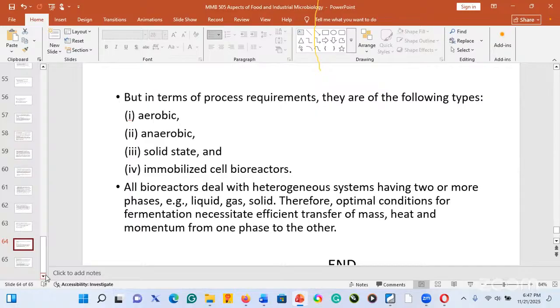When I'm talking about bioreactors, it's all a heterogeneous system. You have two or more phases, which can be liquid, gas, or solid. Therefore, optimal conditions for fermentation necessitate efficient transfer of mass, heat, and momentum from one phase to the other.